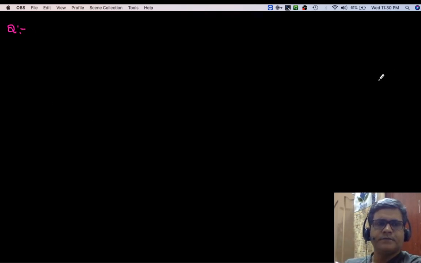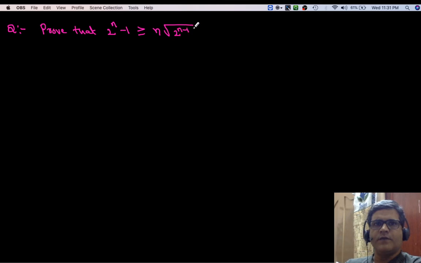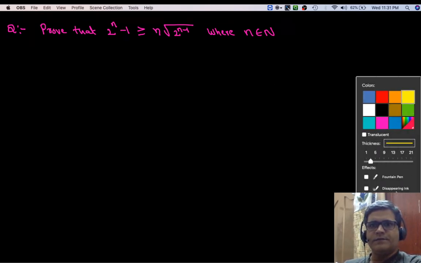Question. Prove that 2 power n minus 1 is greater than or equals to n times square root 2 power n minus 1, where n is a natural number, that is n belongs to capital N, that is a natural number. So this is the question.